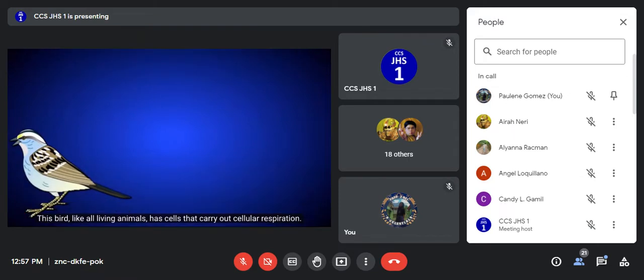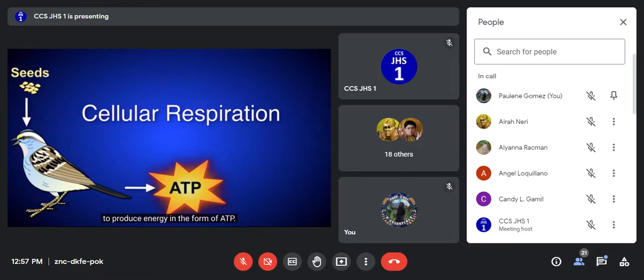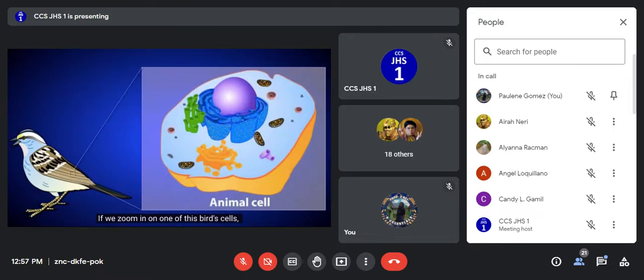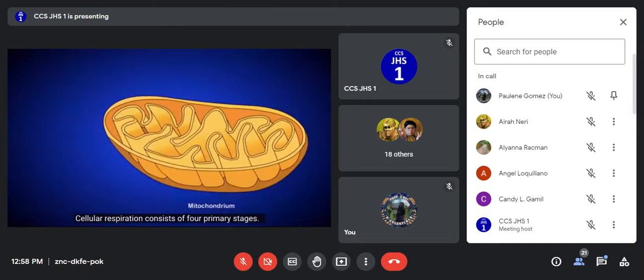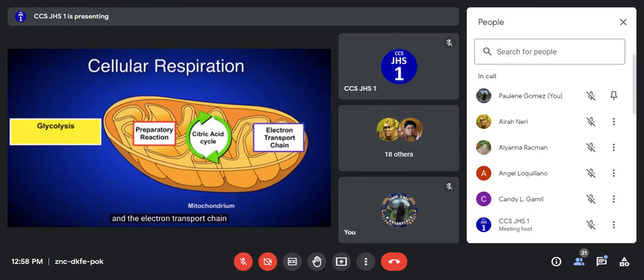This bird, like all living animals, has cells that carry out cellular respiration. During cellular respiration, organisms break down nutrients in order to produce energy in the form of ATP. Let's take a closer look to see how this happens. If we zoom in on one of this bird's cells, we can see the mitochondria, where the majority of the reactions involved in cellular respiration occur. Let's zoom in further on a single mitochondrium. Cellular respiration consists of four primary stages. These are glycolysis, the preparatory reaction, the citric acid cycle, and the electron transport chain.